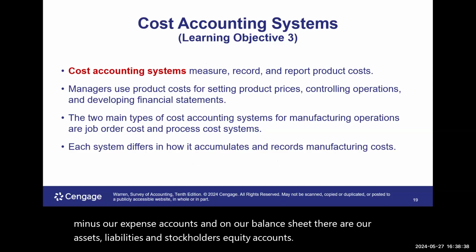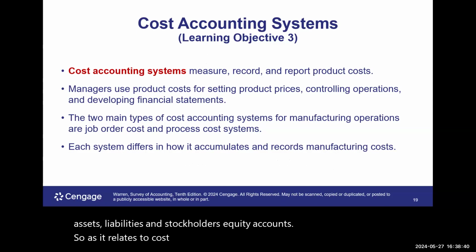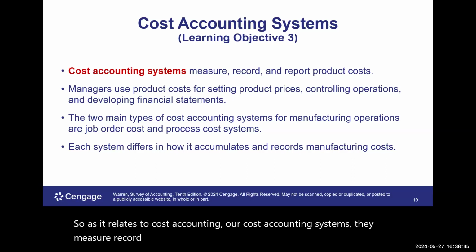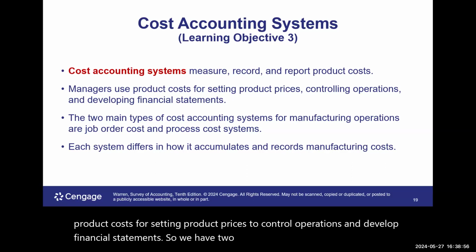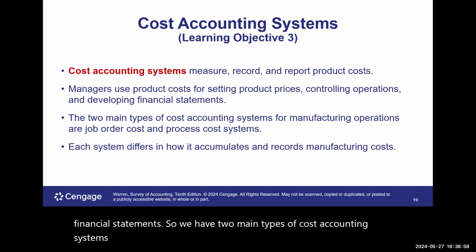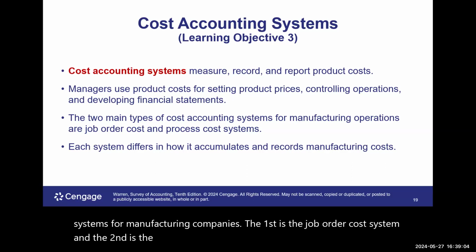So as it relates to cost accounting, our cost accounting systems measure, record, and report our product costs. Managers use product costs for setting product prices, to control operations, and to develop financial statements. We have two main types of cost accounting systems for manufacturing companies. The first is the job order cost system, and the second is the process cost system. Each system differs in how it accumulates and records manufacturing costs.